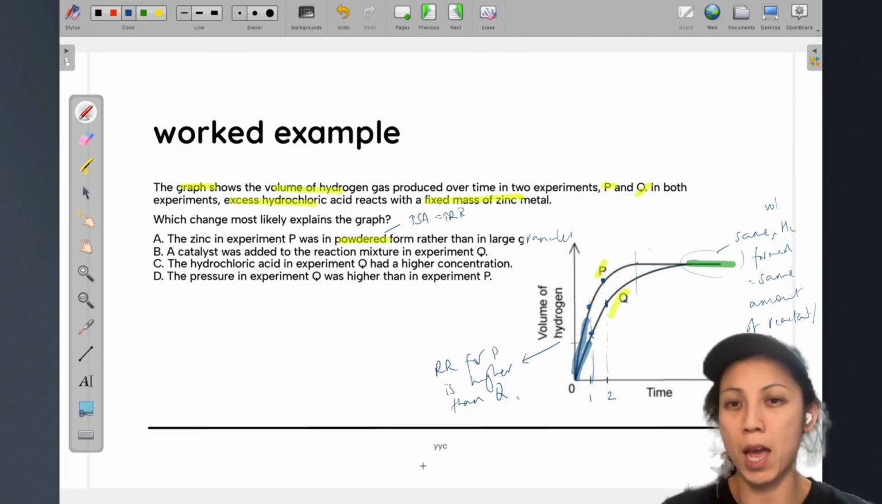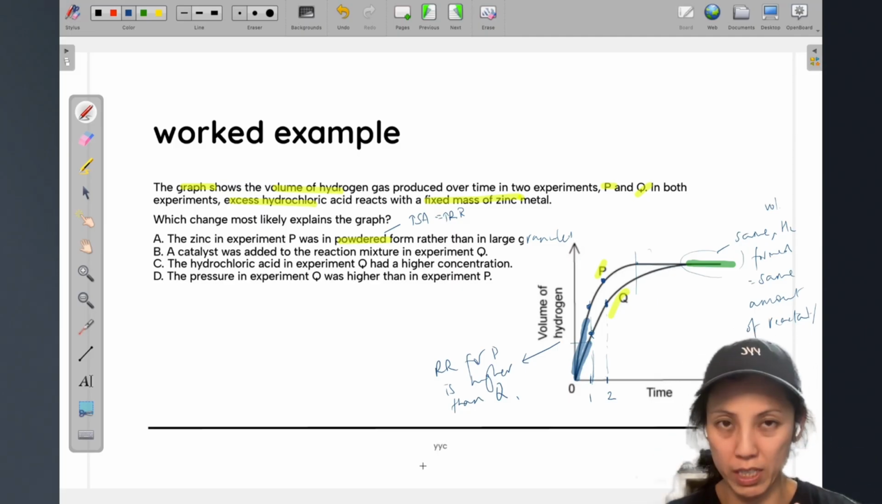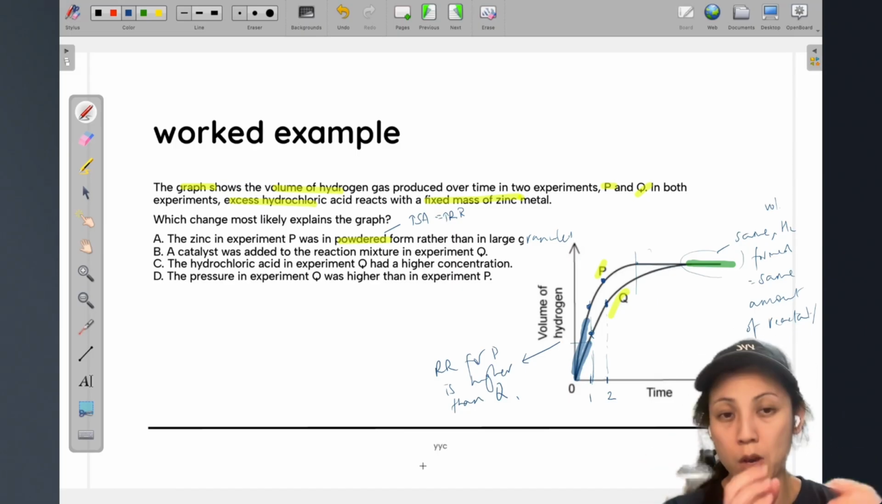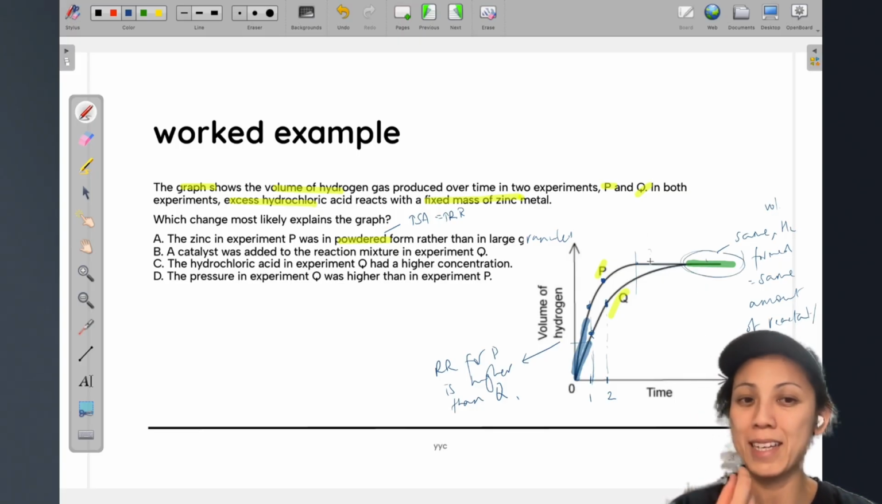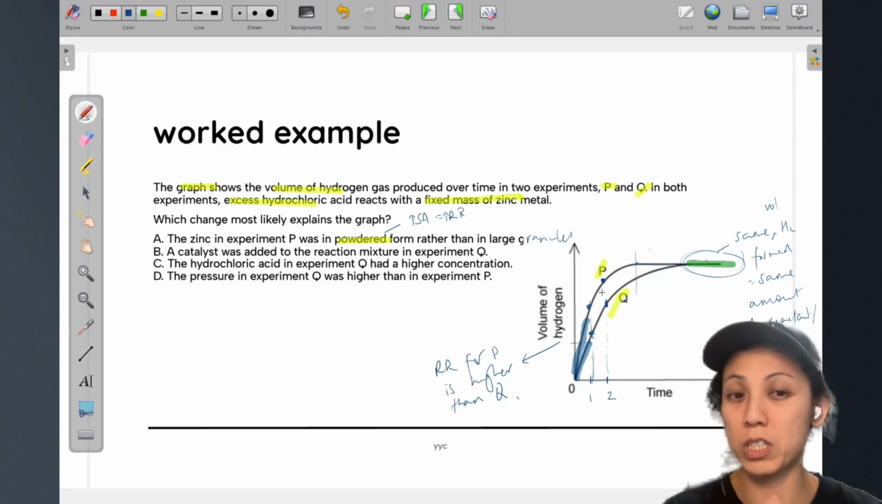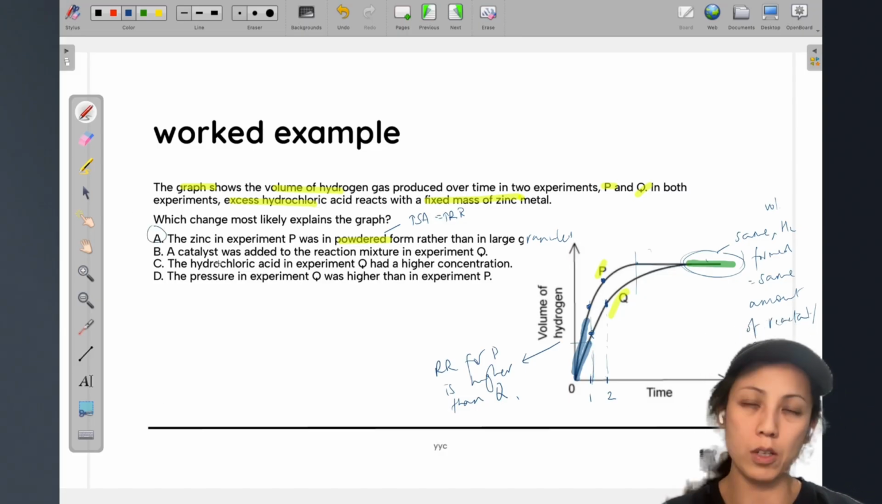Yes, right? But making it powder doesn't mean that you're adding anything more. You're using the same quantity, you're just making the particles smaller, which means you'll get the same volume of hydrogen being produced, but it's just quicker, which is exactly what this graph is showing. So the answer here would be A. But let's just go through some of the other ones.